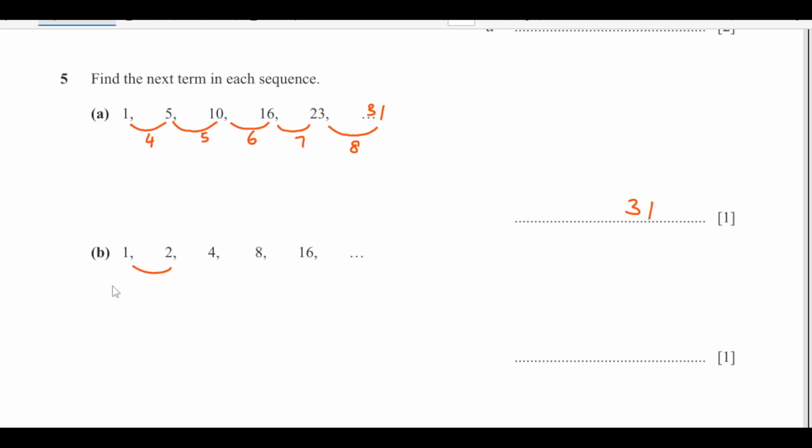1, 2, 4. So 1 plus 1 is 2, 2 plus 1 is 3. No, it doesn't work. So if I multiply 1 times 2 is 2, 2 times 2 is 4, 4 times 2 is 8, 8 times 2 is 16, and then 16 times 2 is 32.